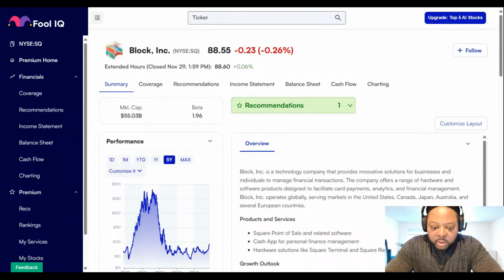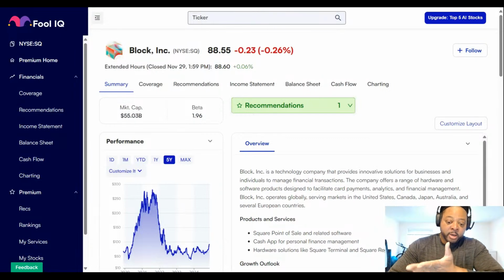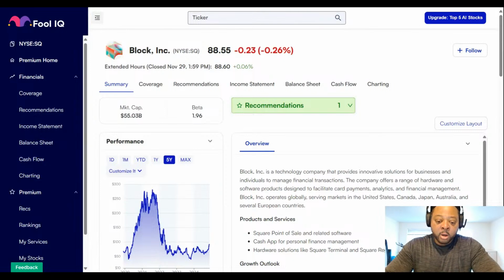Okay, so products and services: Square point of sale and related software, Cash App for personal finance management. As you can see, it keeps saying Square. So Block owns Cash App. Hardware solutions like Square Terminal, and I can't see the other one. So here the company is Block Inc. It's on the New York Stock Exchange. That's what NYSE stands for.